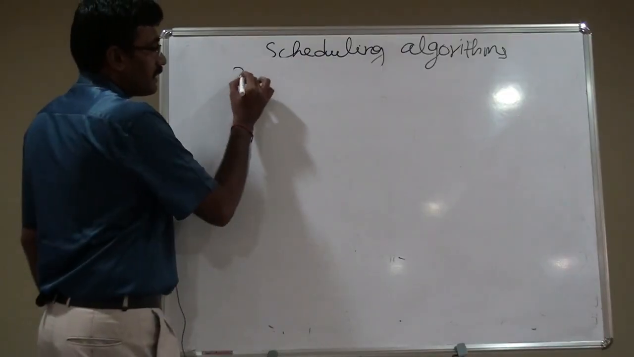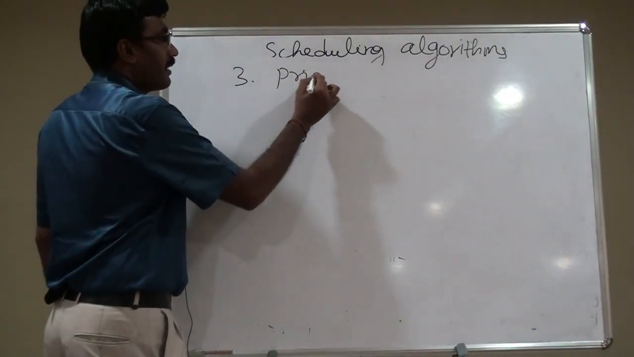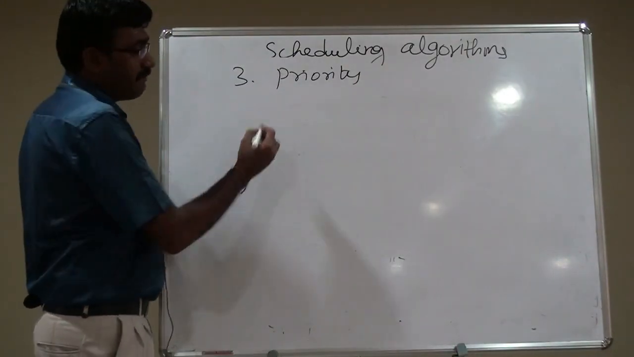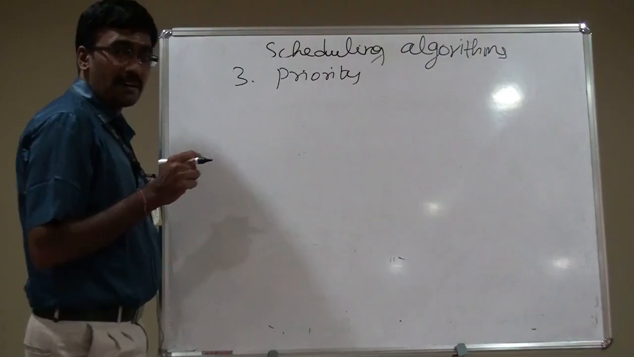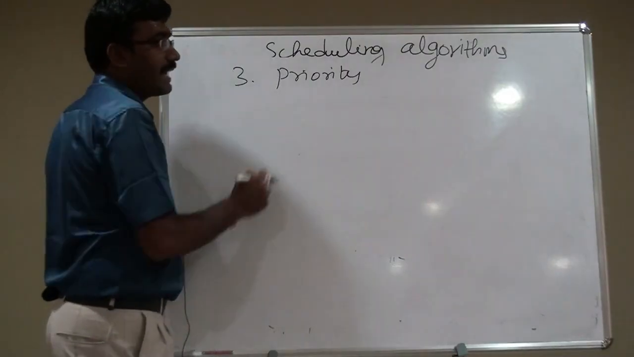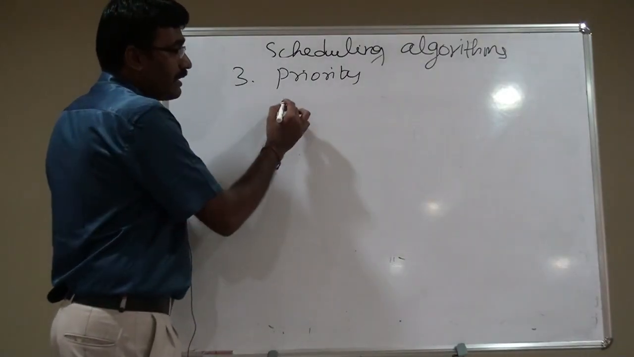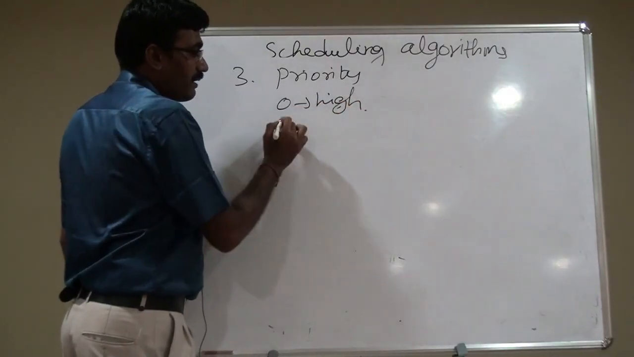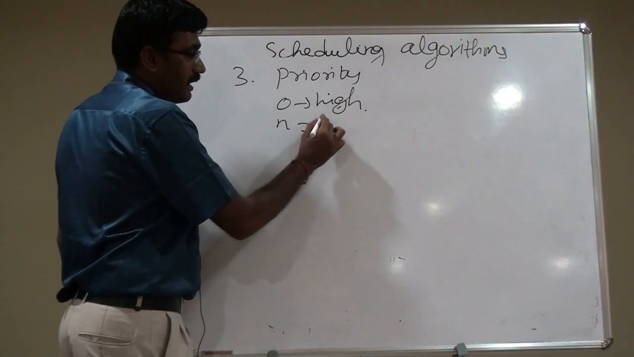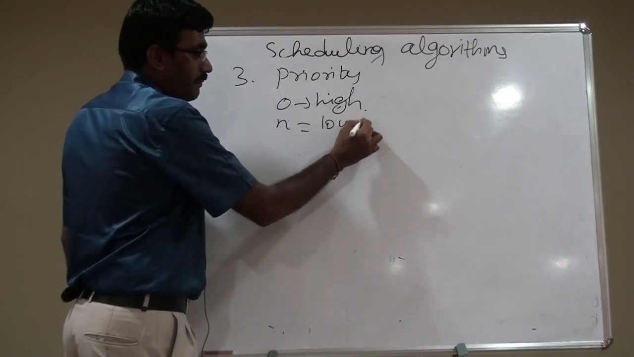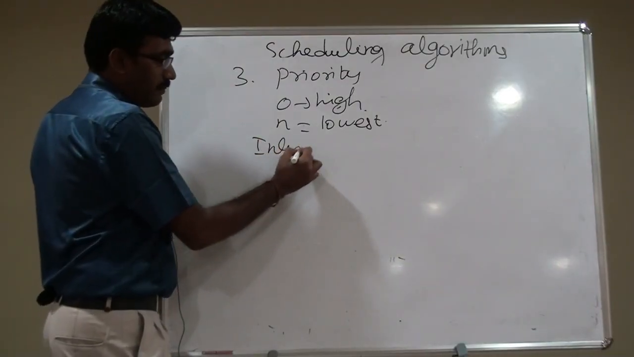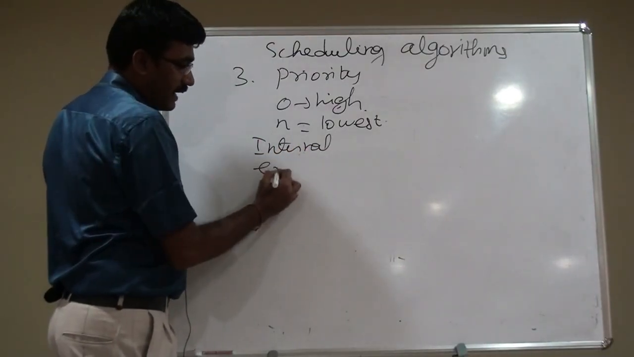Next we can discuss the third one, priority scheduling. In priority scheduling, every process is associated with a priority, and using the priority we allocate the CPU. Here 0 is the highest priority, and the last number, n, is the lowest priority. Priority is assigned as internal priority or external priority.